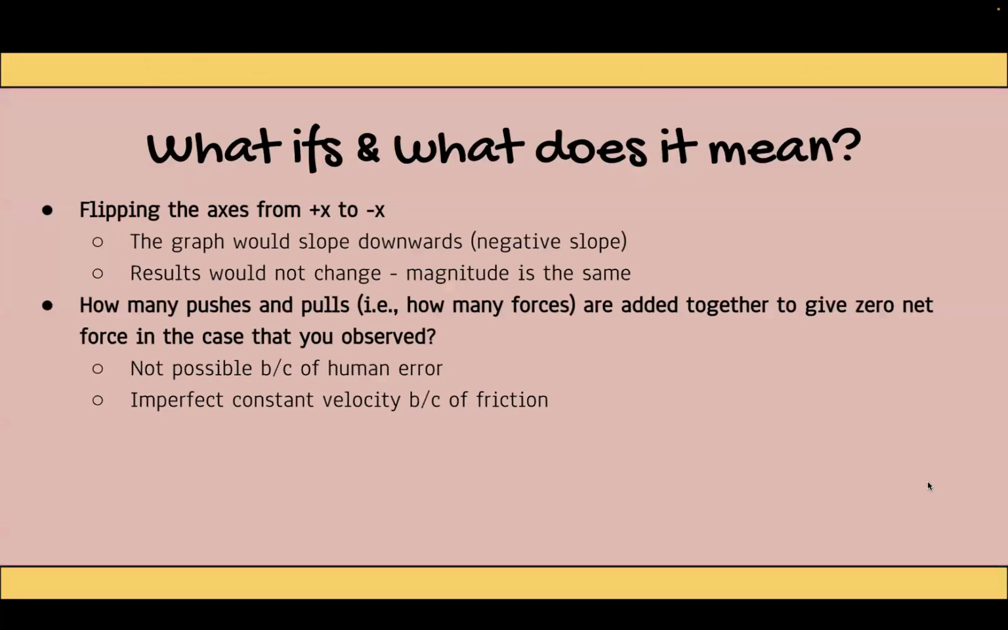And for the what ifs and what does it mean, if I were to flip the axis from positive to negative, the graph would slope downwards, a negative slope, but the results would not change. The magnitude would still be the same of the position and velocity.